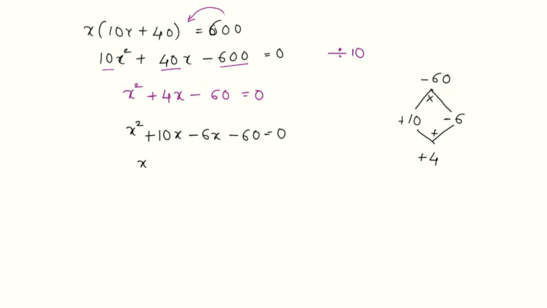So let's take x as common from here. x into x gives me x squared, plus x into 10 gives me 10x. Here I have minus 6 as common, so minus 6 into x is minus 6x. And minus into plus gives minus here, and 6 into 10 gives me 60, is equal to 0. I will take the common brackets first.